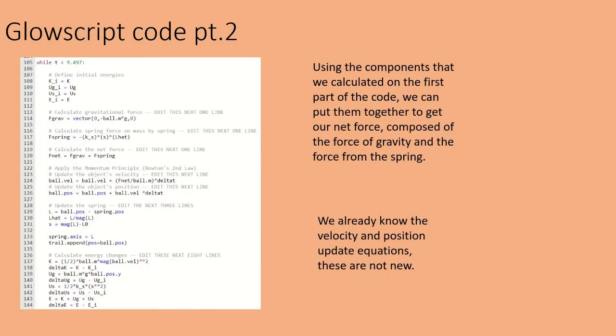And then as we continue our code, we can use the components that we calculated in the first part of the code and put them together to get a net force. As you can see, our net force is composed of two components, the force of the spring and the force of gravity. So we just do that, and in order to get the velocity and positions, we can use the velocity and position update equations from Newton's second law, which we already know. So now let's look at results.